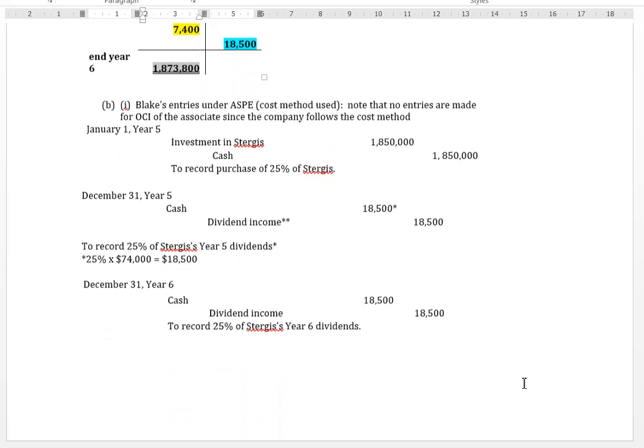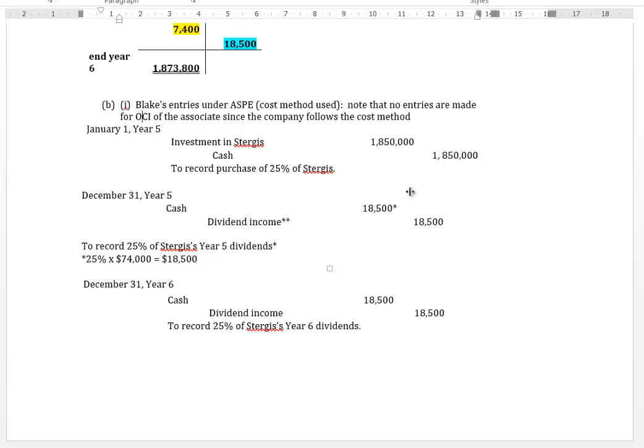Now, what happens in Part B? This is a little bit shorter, because Blake decided to use the cost method because it's private, which it could do because it follows ASPE. Note that no entries are made for OCI because the company follows the cost method, and under the cost method the investment stays at cost. So the only entries that we would make in years 5 and 6, first of all in year 5, would be to record the investment, which is still the same as it was under the equity method, because that's what we would have paid regardless of what method we used when we bought our 25% ownership share. And that 25% cost us $1.85 million.